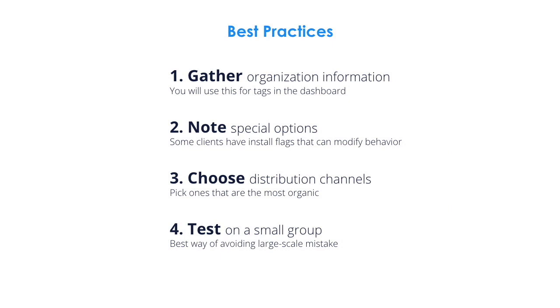Thirdly, I want to choose a distribution channel. That's that chart that we went over earlier. Perhaps you have an RMM tool that you already use, that's your favorite, you love Kaseya, or you love SolarWinds, and you want to use that. Pick the one that's most organic to you. Lastly, test on a small group. The best way of avoiding a large-scale mistake is to do a test quickly first and make sure that it's working well for you.